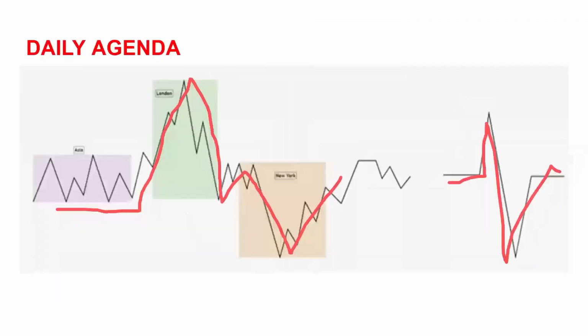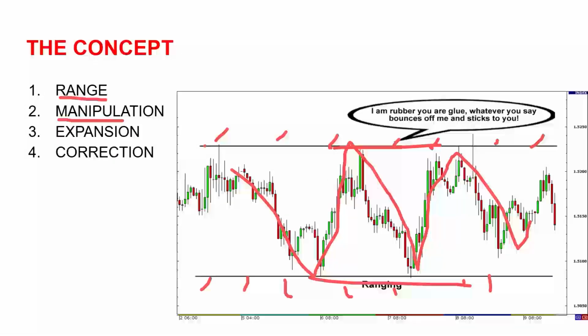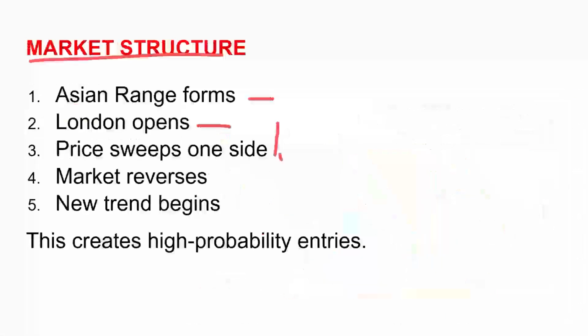So we looked at the concept. The concept is easy: range, manipulate, expand, correction. And we also looked at what we are going to break down in this strategy. So we have the Asian range. This is what you're supposed to wait for. Then the London session opens, it sweeps, which we call the manipulation. Then we have the expansion, which is at times to the downside. Then we have it coming back.